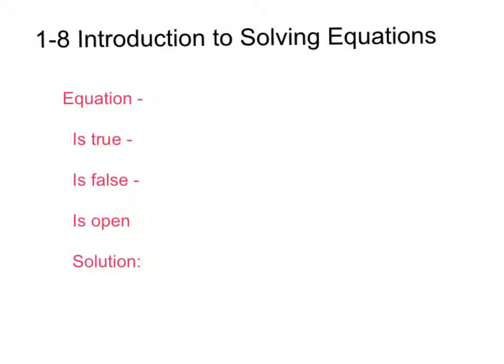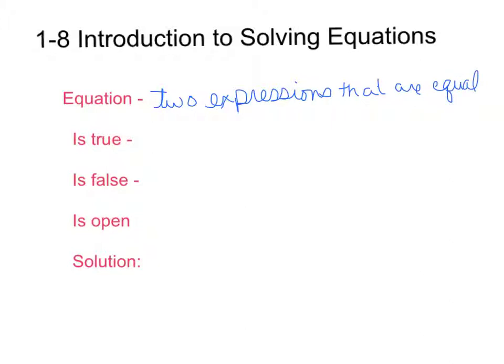In this video, we're going to review how to solve equations, but before I do that, I just want to get some basic vocabulary down regarding equations. An equation is basically two expressions that are equal. In order for something to be an equation, it has to have an equal sign in it. So for example, I could say that 3x minus 4 is equal to 7.